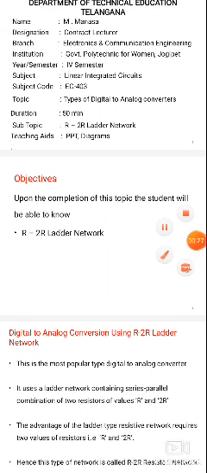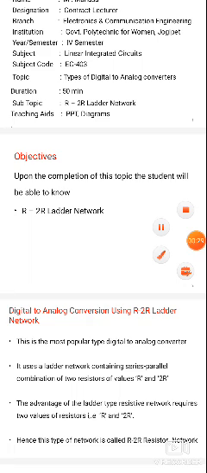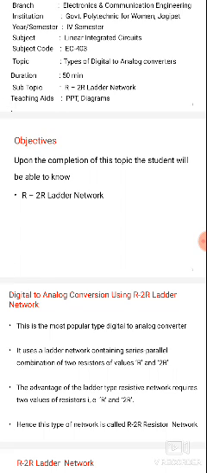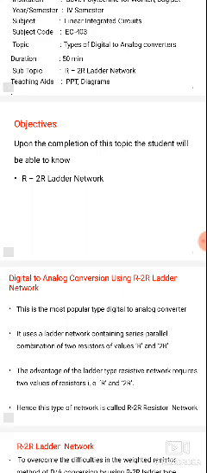In digital to analog converters, we give a digital input and we get an analog output. The input is in the form of digital, that is binary values, either 0 or 1. The analog output will be either voltage or current. Another name for the digital to analog converter is DAC or D2A converter.